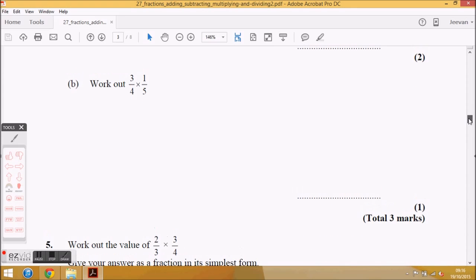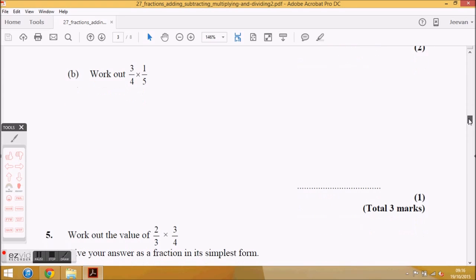Okay, so let's have a look at an example where you have to multiply two fractions. So multiplying fractions and dividing fractions is actually easier than adding or subtracting, because you don't have to find a common denominator. It doesn't matter if these denominators are different. Okay, so how do you multiply two fractions? Well, you just multiply across the top and then multiply across the bottom.